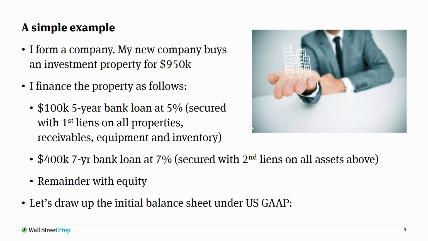I also get a second loan because $100,000 isn't enough to give me the whole $950,000. I get a second loan, $400,000, a 7-year bank loan at 7% now. The reason they charge a higher interest rate is because it's secured with those same assets, but now with a second lien. In other words, if there's any collateral value left over, these guys are second in line on the assets above. But as we'll see shortly, this loan is still secured. It's just a second lien loan, which means it's better than an unsecured loan, but not quite as secure as a primary lien. And so that gives me $500,000. The remainder I fund with my own money, presumably equity, as I am the owner of the business. So the remaining $450,000 I fund with my own equity.